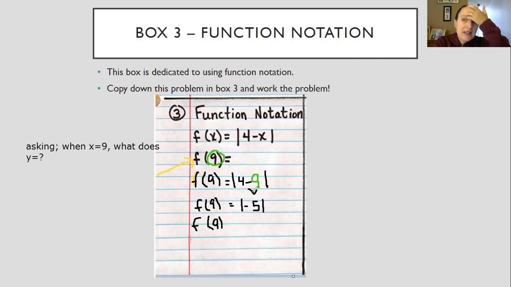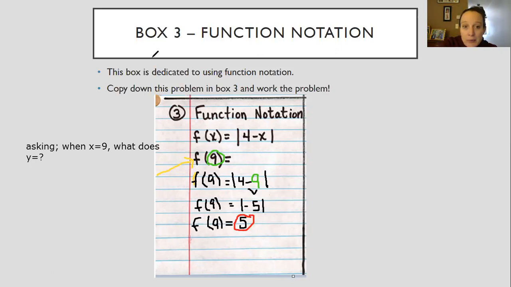So 4 minus 9 gives us a negative 5. So we're not quite done though, because now what's the absolute value of a negative 5? Somebody said it out there. You are right. It's a positive. Remember, absolute value takes all negatives and makes them positive. So there is now my output. That's my red. So again, what does that f of 9 equals 5 mean?